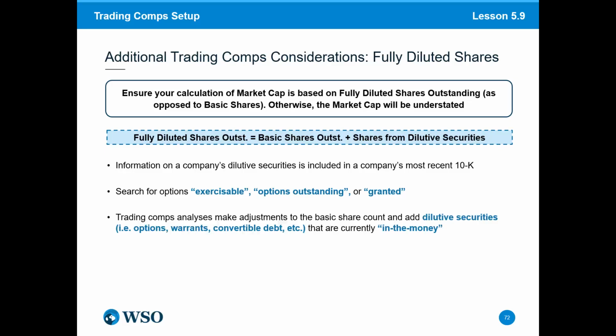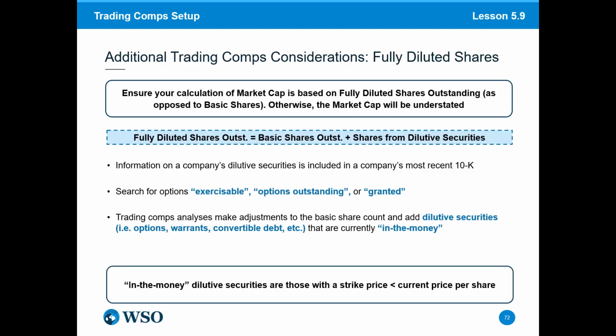And then what the trading comps analysis does is it makes adjustments to the basic share count by adding dilutive securities. This can come in the form of options, warrants, convertible debt. There are many different types of dilutive securities out there. But what's key here is that these dilutive securities have to currently be in the money. To provide you a definition of in the money, this means that the strike price of the security is currently below the current price per share.